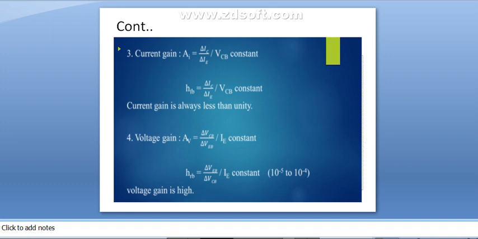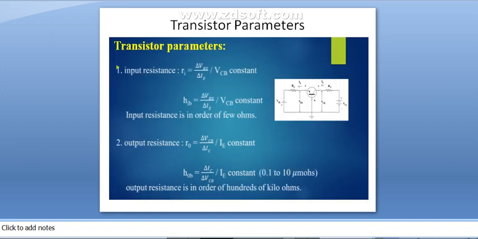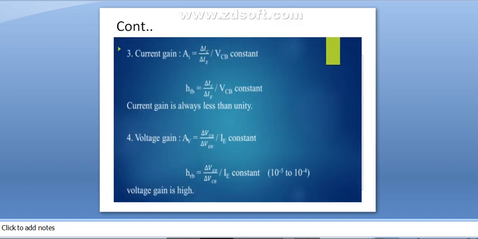So that is HRB. It is the ratio of delta VEB by delta VCB. It is a reverse voltage gain. It is the ratio of change in input voltage to change in output voltage when input current is constant. Here the voltage gain is high. The current gain is less than unity in CB configuration and the voltage gain is high. So these are the different parameters of the transistor in CB configuration: input resistance, output resistance, current gain and the voltage gain.